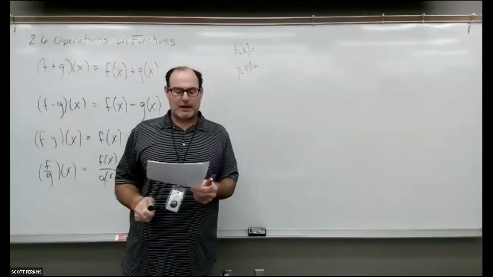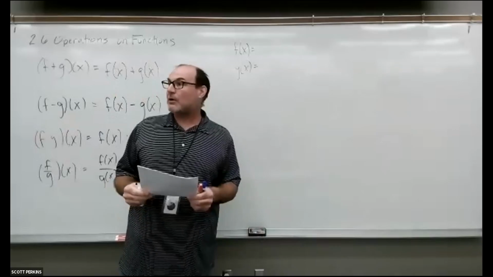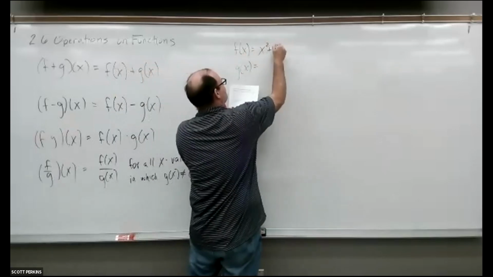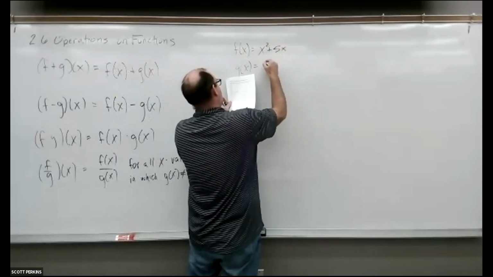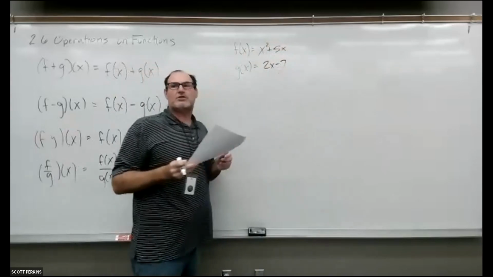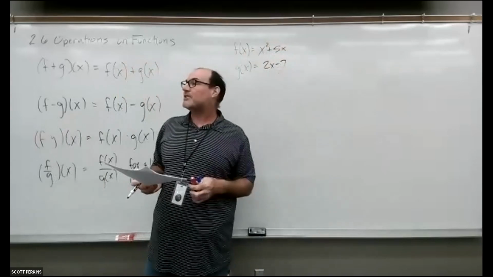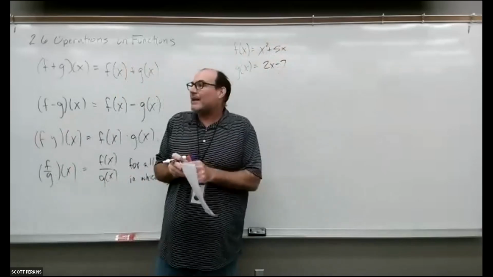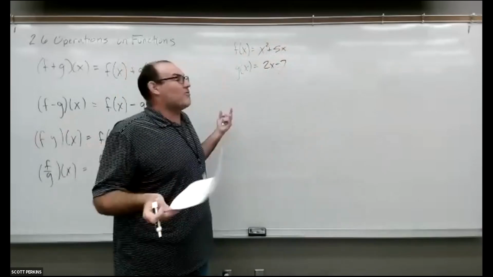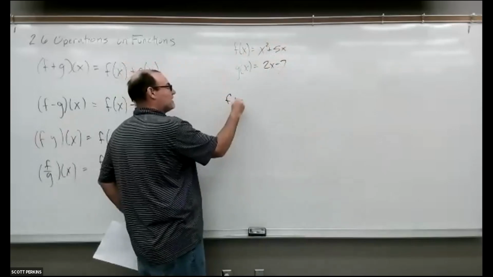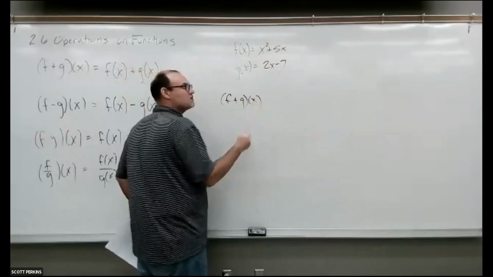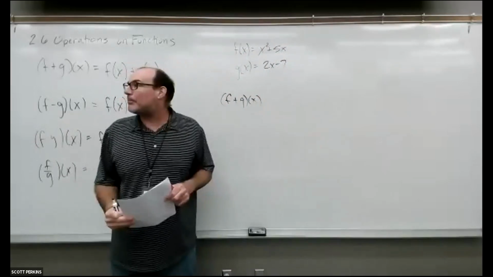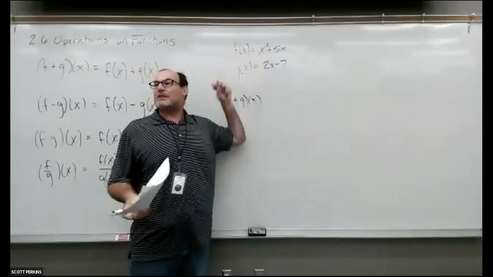constructing the general function. So for instance, if f of x is x squared plus 5x and g of x is 2x minus 7, those are my 2 functions. Now what I want to do is, instead of thinking about a particular value, I want to know what is the equation for all values that would give me the addition of these 2 functions. So what equation could I graph that represents the addition of these 2 things?